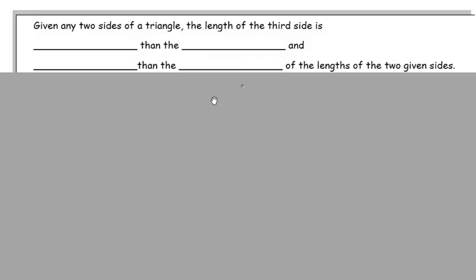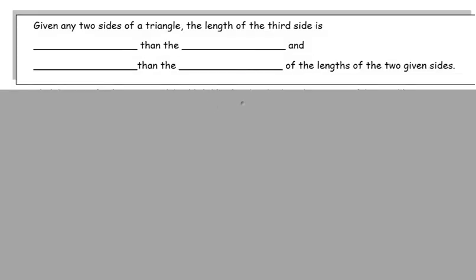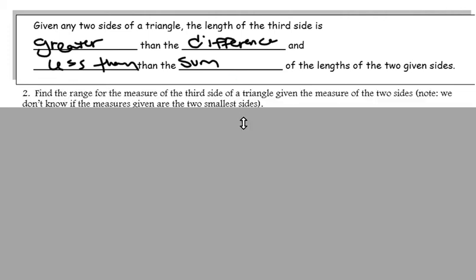Okay, so this is where you have a lot to remember. If you're given any two sides of the triangle, the length of the third side is going to be greater than the difference, that means subtracting, and less than the sum of the lengths of the two given sides. So I'll show you what we mean here.